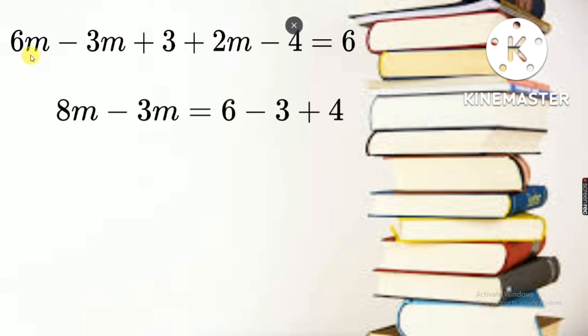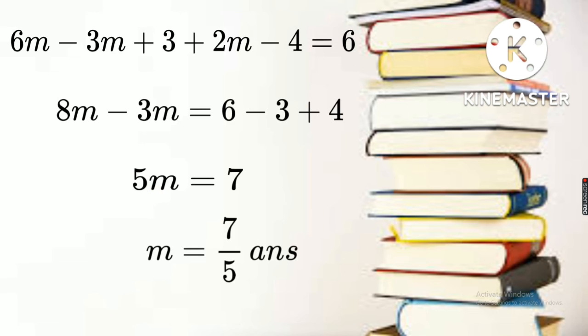Okay, now 8m minus 3m is equal to 6 minus 3 plus 4. Solving this, we got 5m is equal to 6 plus 4, 10. 10 minus 3 is equal to 7. So we got 5m is equal to 7. And m is equal to 7 upon 5.